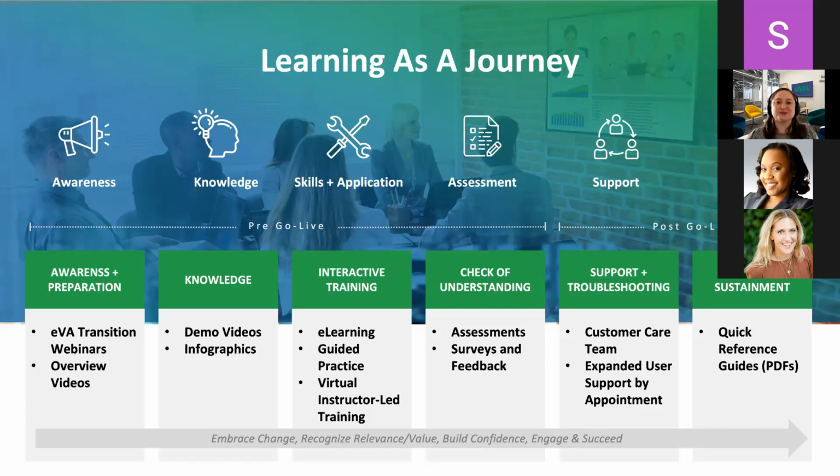So all of this together, again, along with customer care, user support, quick reference guides, it's all about that full, complete learning ecosystem.